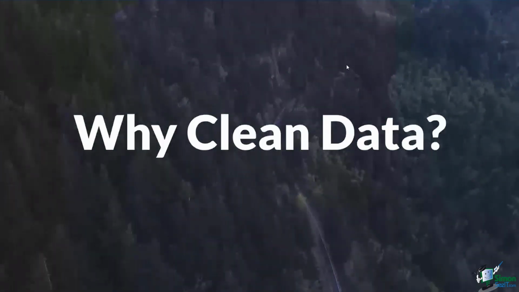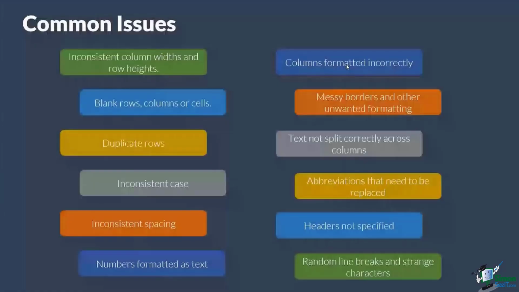So what are some of the issues that we might come across? Well, I've got a few of them listed out here. So you might come across things like inconsistent column widths and row heights. You might find that your data set has blank rows, columns, or cells. And things like blank rows really do cause us problems when we're doing things like pivot tables. We might have duplicate data, so duplicate rows in there. Again, that is going to throw off our analysis. We might have inconsistent case, which can make our analysis look really messy and hard for people to read. The same goes for things like inconsistent spacing. It can start to make our analysis look messy.